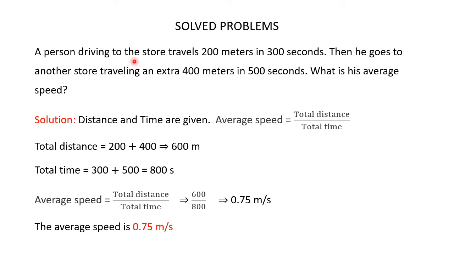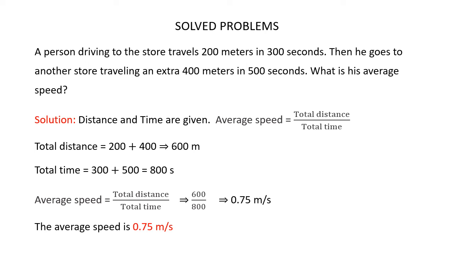A person driving to the store travels 200 meters in 300 seconds. Then he goes to another store traveling an extra 400 meters in 500 seconds. What is his average speed? Now in this problem, distance and time are given. We have to find the average speed.